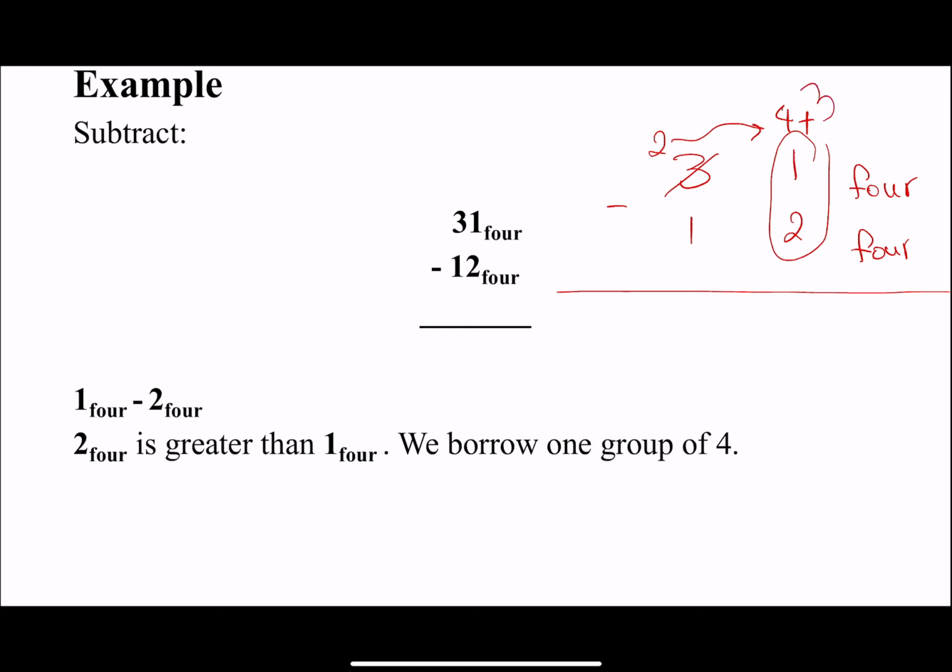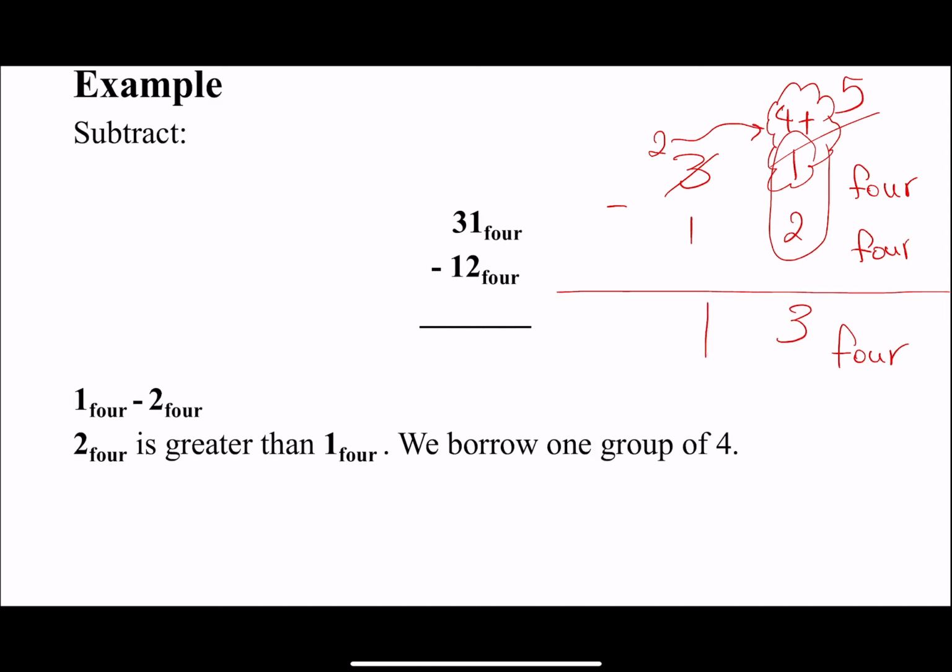Now, 4 plus 1 is 5. So 5 minus 2 is 3. Don't forget to write down your base. And now the column on the left, 2 minus 1 is 1. So the answer is 13 base 4.